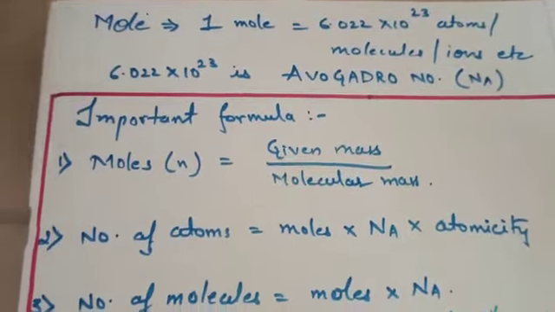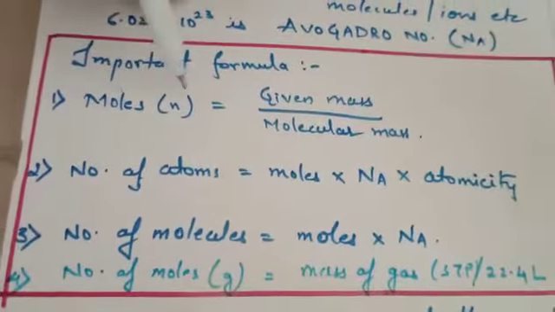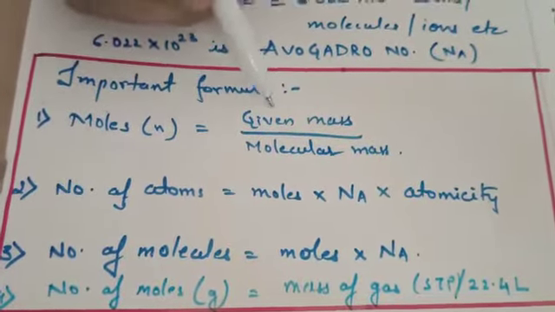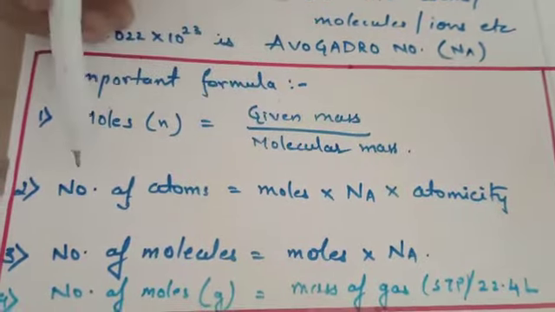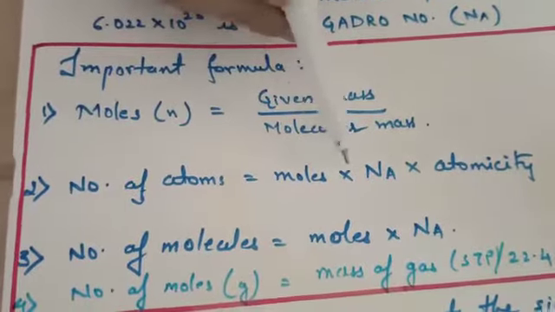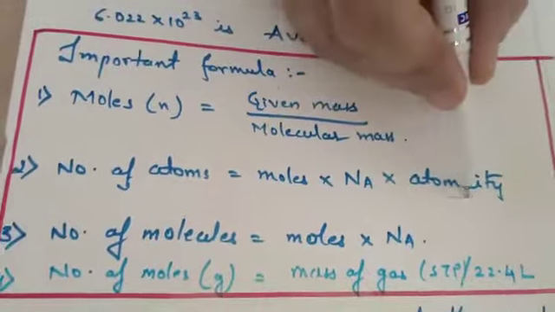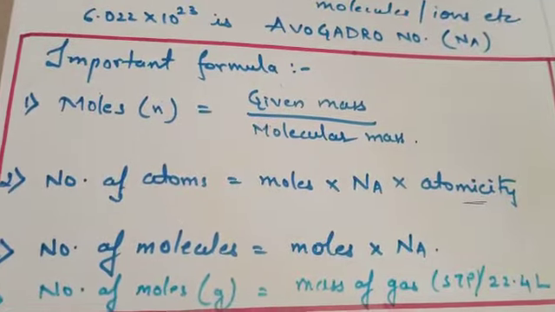There are 4 certain formulas. The first is moles. Moles is represented by n, and we can calculate the value of moles by given mass upon molecular mass. Second, number of atoms, moles into Avogadro's number into atomicity. What is atomicity? That is the number of atoms present in a given formula.